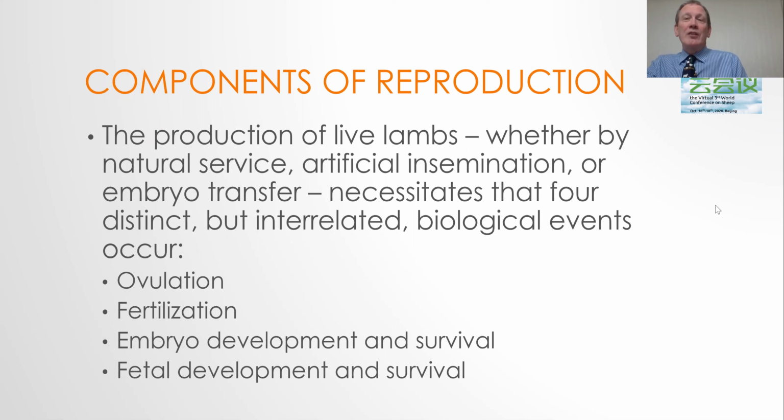We know that the production of live lambs, whether it be by natural mating with the ram or assisted reproductive technology such as artificial insemination or embryo transfer, is going to necessitate that four distinct but yet interrelated biological events occur. The first of these is ovulation, to release that egg from the ovarian follicle. We have to fertilize that egg. We let that fertilized egg or embryo grow and develop and survive. And that conceptus is going to develop the fetal membranes, or what we oftentimes refer to as the placenta. And so that fetus has to grow and develop normally and survive the process.